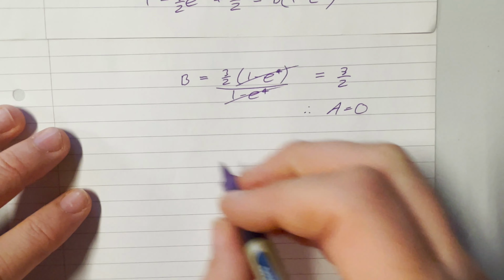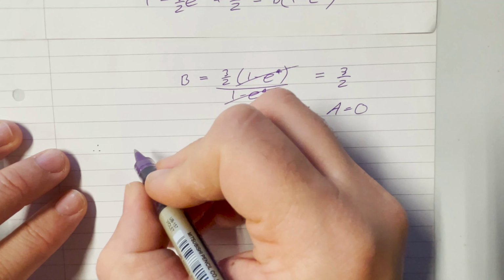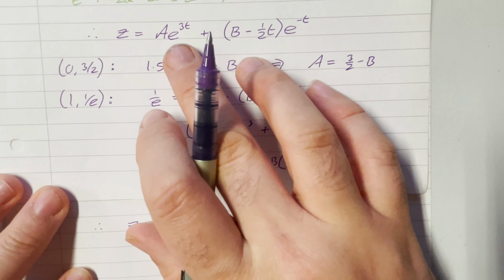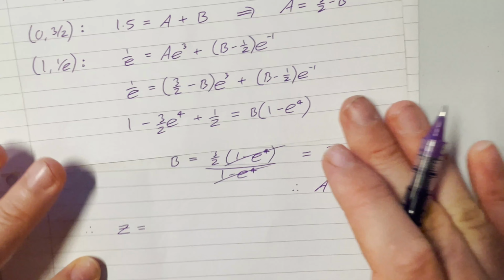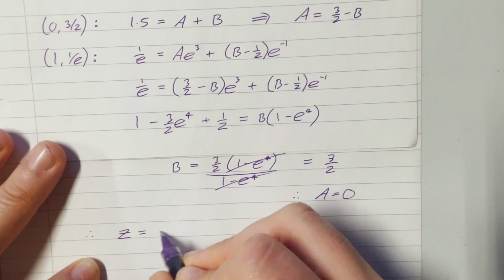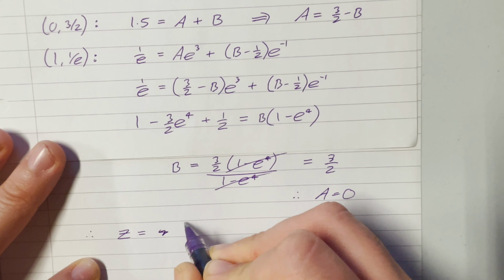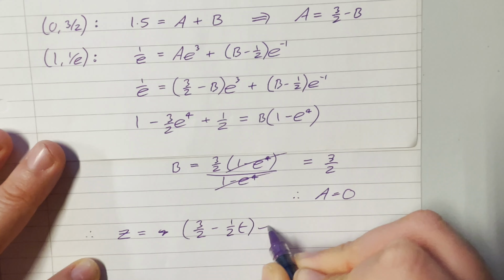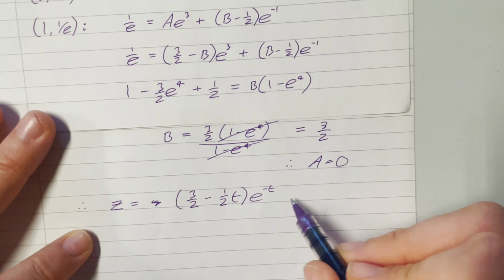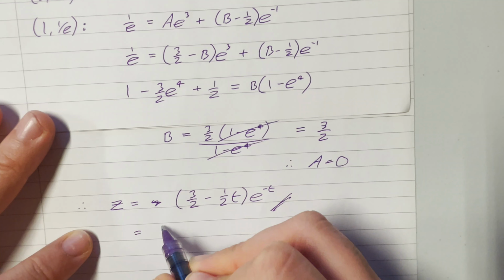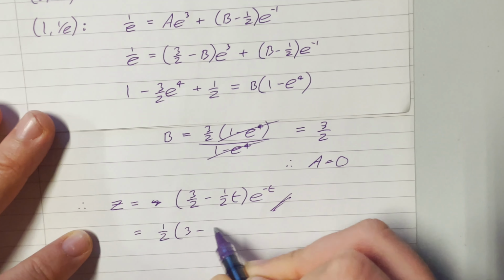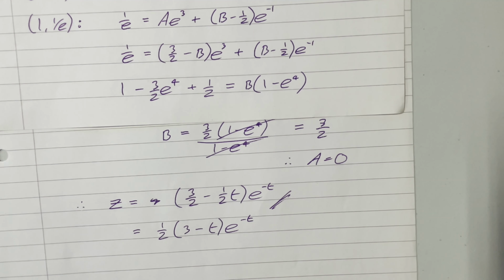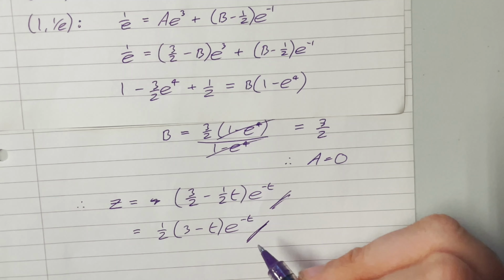Now I've got a and b, I can state my particular solution, which is z is equal to a e to the 3t, but a was 0, so that actually disappears, plus b, which was 3/2, and then minus a half t e to the minus t. So that's the particular solution. I am going to factorise out a half, just because it will look a little bit nicer at this stage. So I get 1/2 (3 minus t) e to the minus t. Okay, so that is the particular solution to the differential equation.